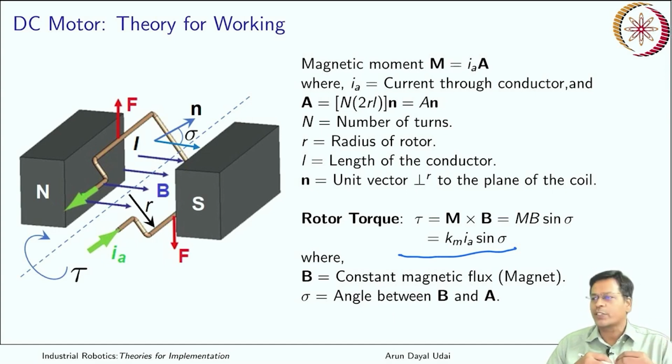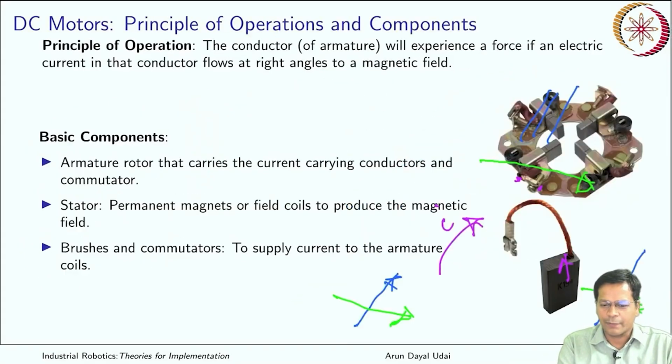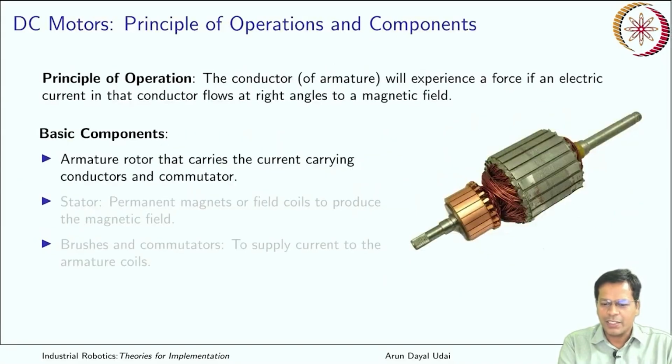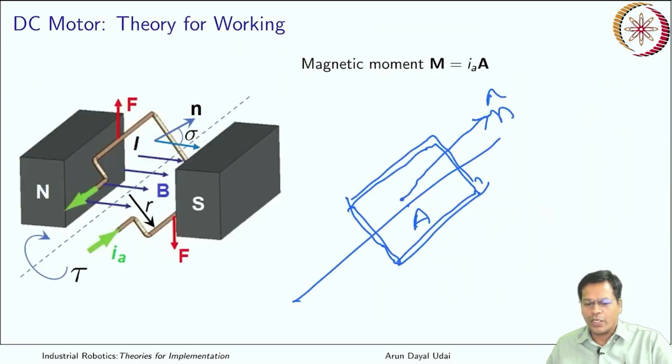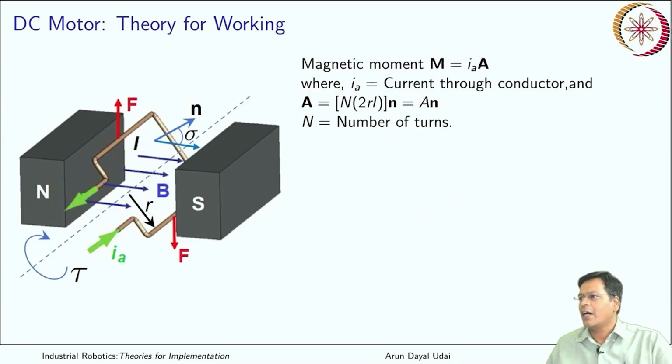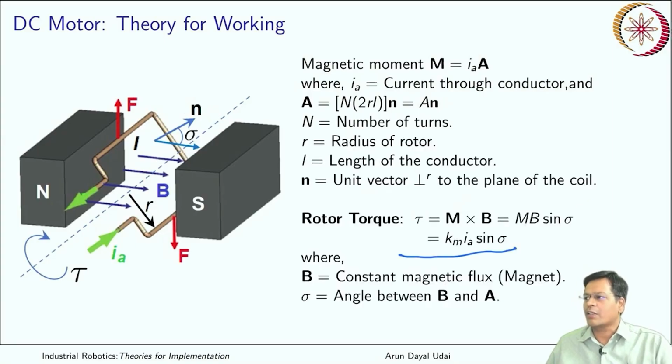No. So in that case what you do, you don't just have one single conductor, you have multiple conductors. Now look at your armature once again. It has multiple commutators and multiple conductors. If one of them crosses that field, another one enters, another one enters. One of them is always getting into the field, while another comes out of the field. So effectively what you see is a constant torque.